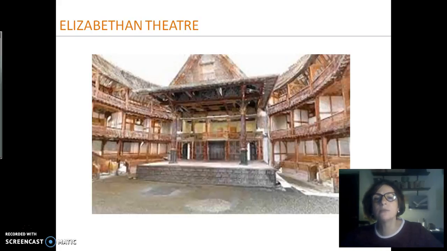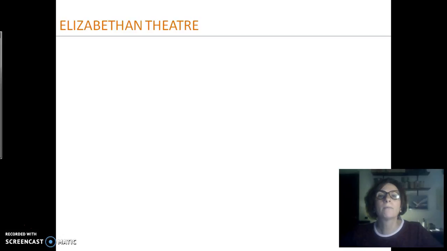And this is what the Elizabethan theatre looks like. As we said, completely different from modern theatres. There's this strange stage, it hasn't got any roof, and there is this large space just in front of the stage. So let's have a look more in detail at the way in which these Elizabethan stages and theatres were built.